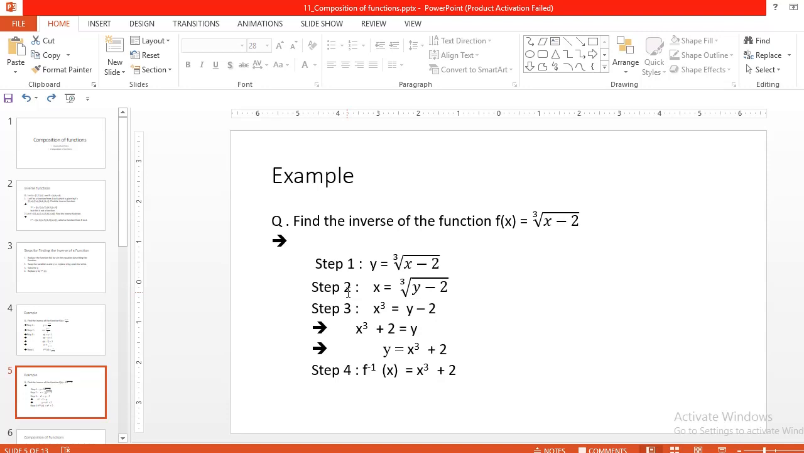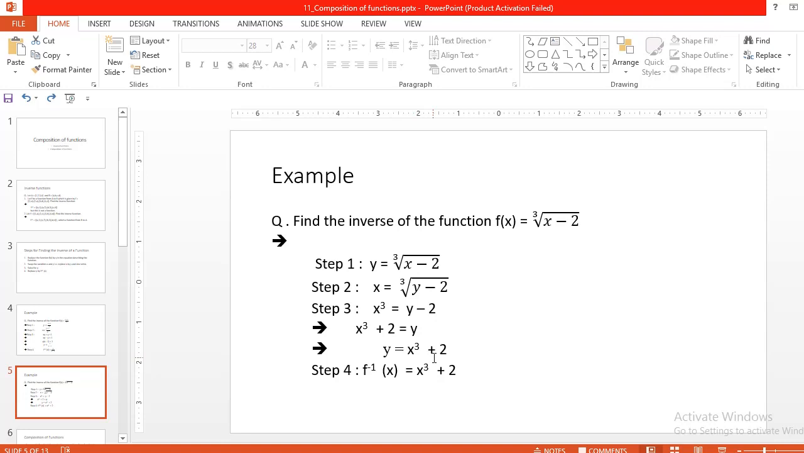Now follow the second step. What is the second step? The second step is to replace y by x and x by y. So here, after replacing, x is equal to cube root of y minus 2. What is the next step, or third step? The third step is to solve for y. So after solving this, we get x cube is equal to y minus 2, so x cube plus 2 is equal to y.